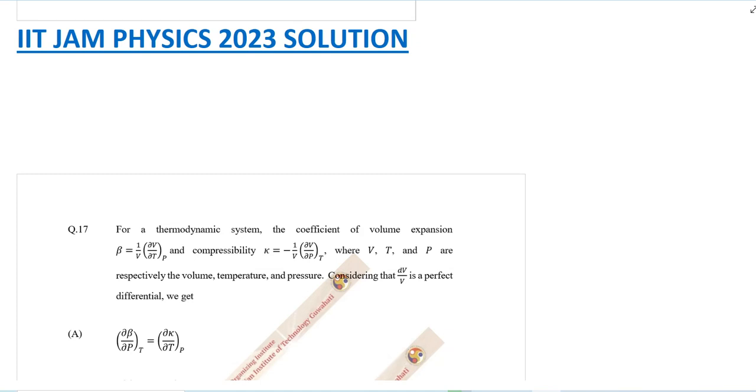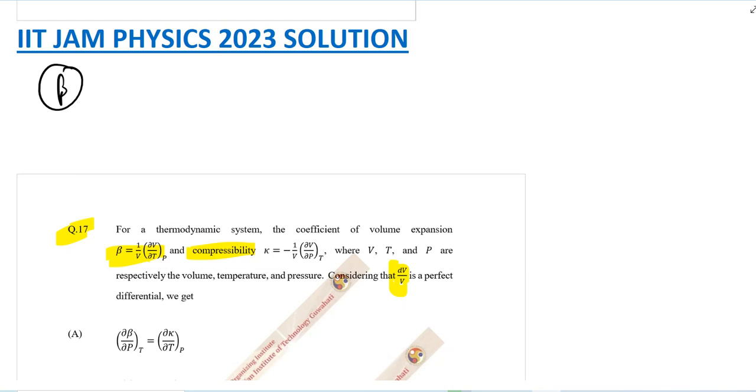आज क्वेश्चन नंबर 17 करेंगे। For a thermodynamic system, the coefficient of volume expansion दिया हुआ है हम लोगों के पास, compressibility दिया हुआ है। अब temperature, pressure considering dV by V is a perfect differential, उसका वैल्यू क्या आएगा। ओके, partial derivatives of the coefficient of the volume expansion जो कि है beta.